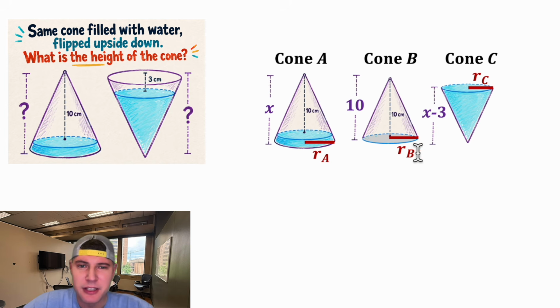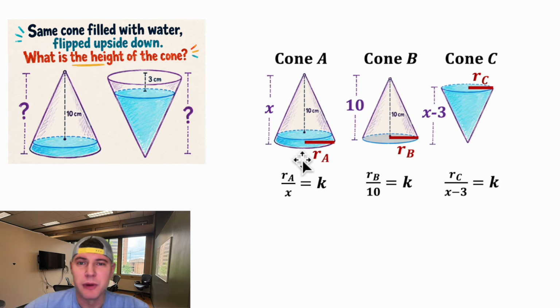Now let's see if we can do anything with these radii. All 3 of these cones are going to be similar to each other. They're all made up of the same cone, but they just have different cuts parallel to the base. So they're all going to be similar. So we can take each of the radii divided by their corresponding heights, and it'll be equal to the same scale factor k. And that'll give us these 3 equations.